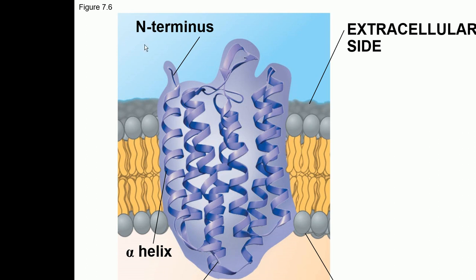So this is the integral protein. Okay, this is the phospholipid bilayer. This is the protein. So this part of the protein, which is crossing the membrane, is rich in hydrophobic amino acids. Okay, because this part of the protein is crossing the hydrophobic core of the plasma membrane.